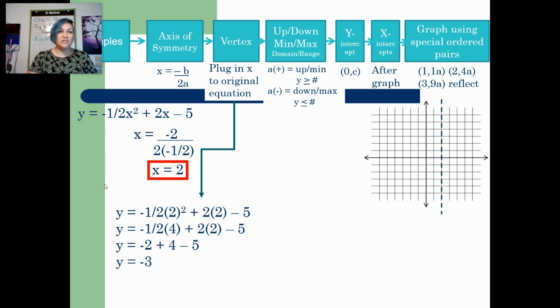But don't forget, we do need to write this as an ordered pair. So my final answer for the vertex is 2, negative 3. And you can go ahead and graph that. It should be on your axis of symmetry.